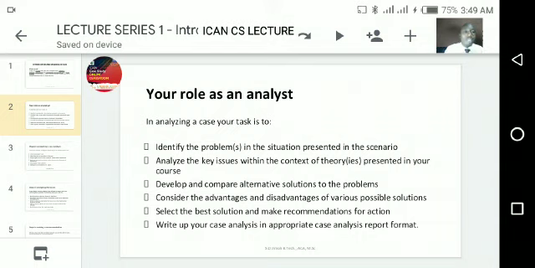A recommendation for action. Then the last one is that you need to be able to write your case analysis in the appropriate case analysis report format. Now, this is an entire topic in this course.